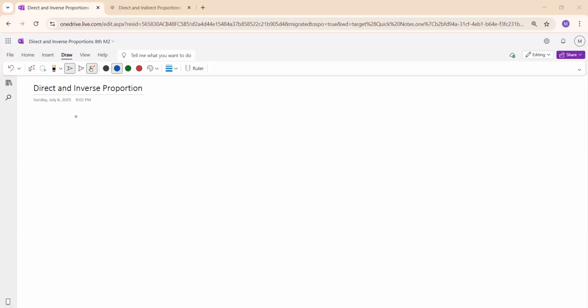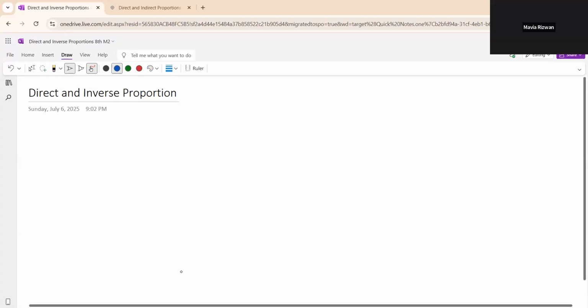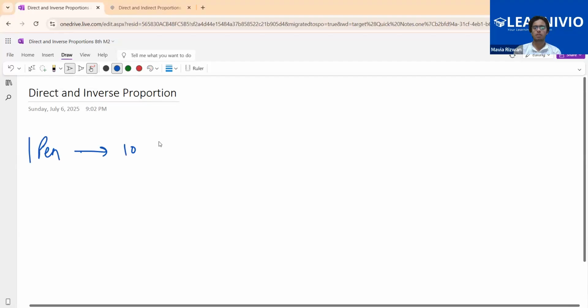Guys, direct proportion. Suppose you go to a market to buy a pen, and the shopkeeper says one pen is 10 rupees.